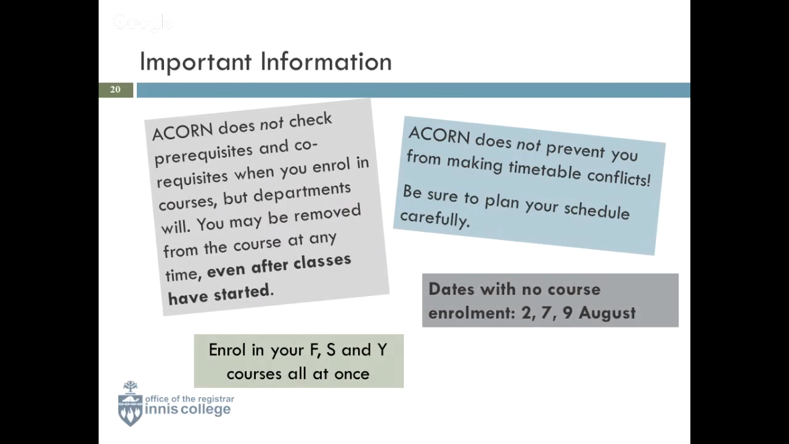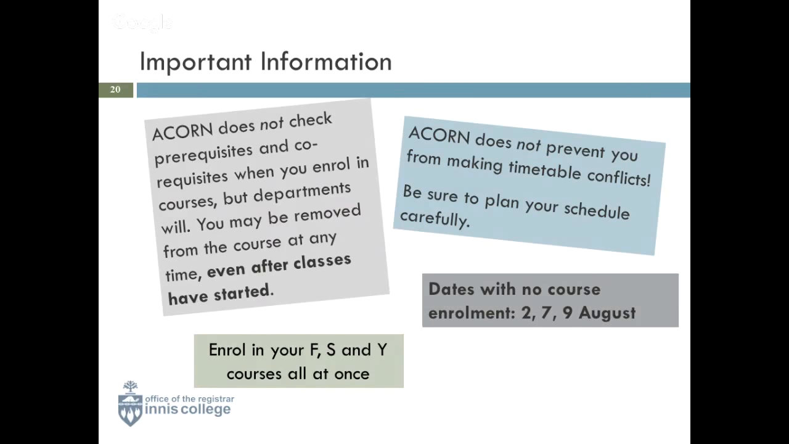Acorn does not check for prerequisites or co-requisites. That is checked at the department level, and that's checked after school begins typically. And the departments will then remove you from courses for which you're not eligible to take. So don't enroll in courses for which you don't have the prerequisite. And you can find out that information in the calendar.